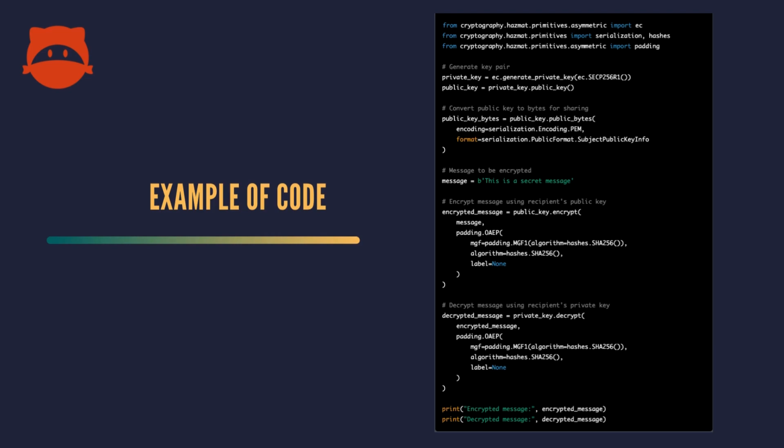message. We use the OAEP padding scheme with SHA-256 as the hashing algorithm. Finally, we use the decrypt method of the private key to decrypt the message. We use the same OAEP padding scheme with SHA-256 as the hashing algorithm. When we run the code, we will see the encrypted message and the decrypted message printed to the console.